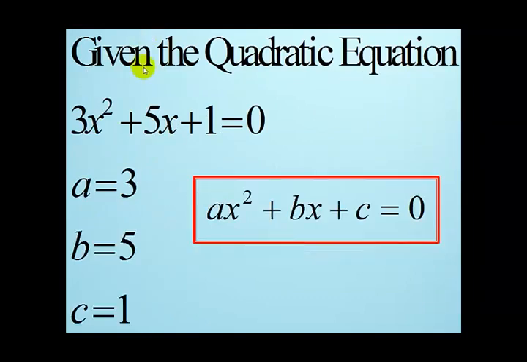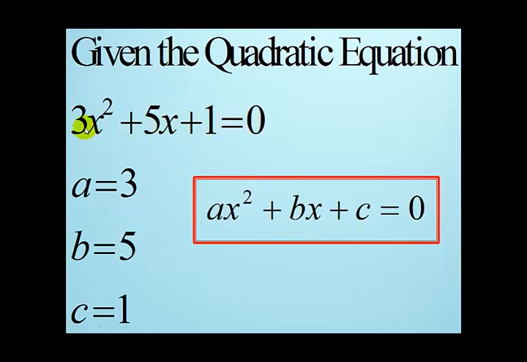Now given the quadratic equation 3x squared plus 5x plus 1 is equal to 0. The general form of the quadratic equation is ax squared plus bx plus c is equal to 0. a is the coefficient of the square term, b is the coefficient of x, and c is the constant.